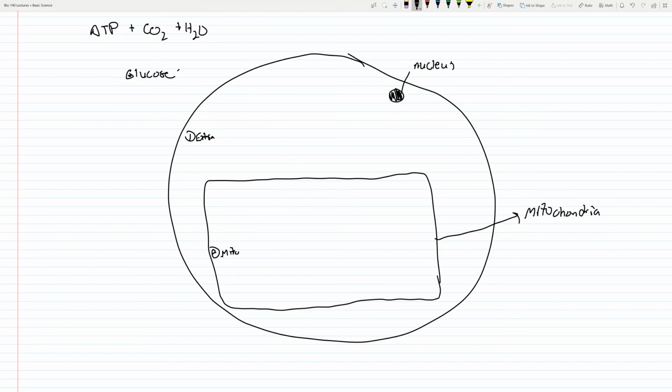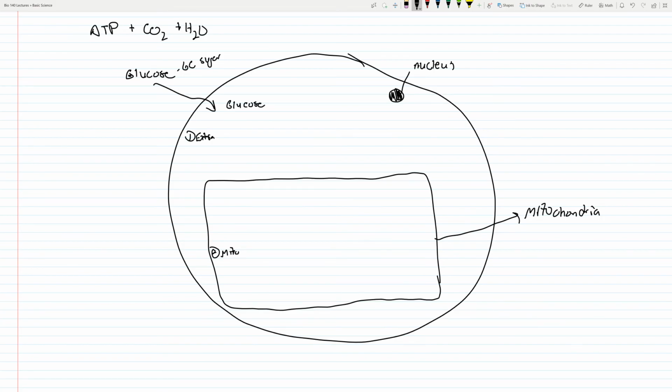And we all know that glucose is a 6-carbon sugar. It's going to get taken into the cell. You don't have to know the mechanics about how glucose is actually taken in the cell. We'll talk about that when we talk about insulin and the pancreas. So glucose gets taken into the cell.